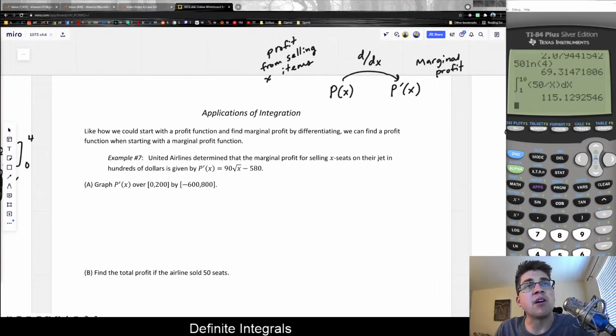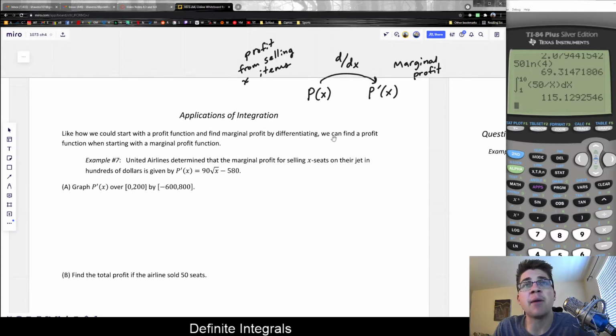Earlier in the semester, we talked about the profit function and taking the derivative to find what we call the marginal profit. Now, in a typical profit function, what it gives us is the profit that we would make for selling X items, or whatever the unit would be that we care about. And the reason we might want to differentiate to find a marginal profit is because it would give us the rate at which the profit is increasing or decreasing at a particular point in time, or in this case, based on how many units we sell.